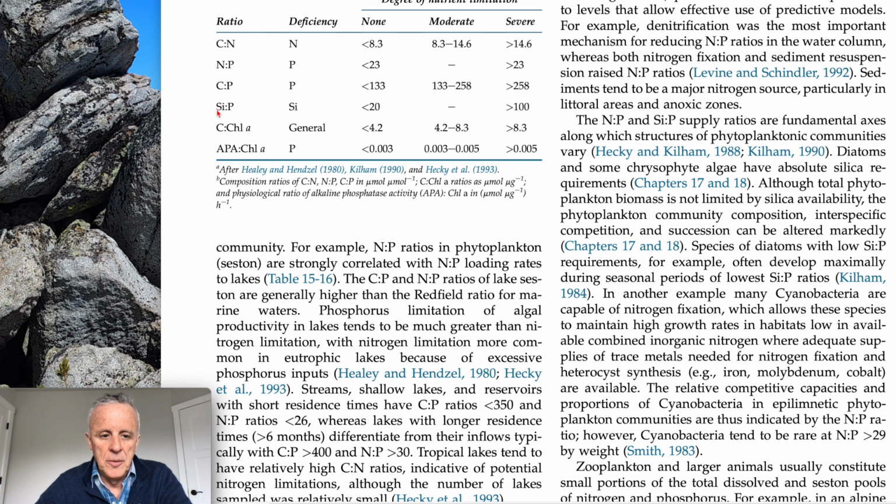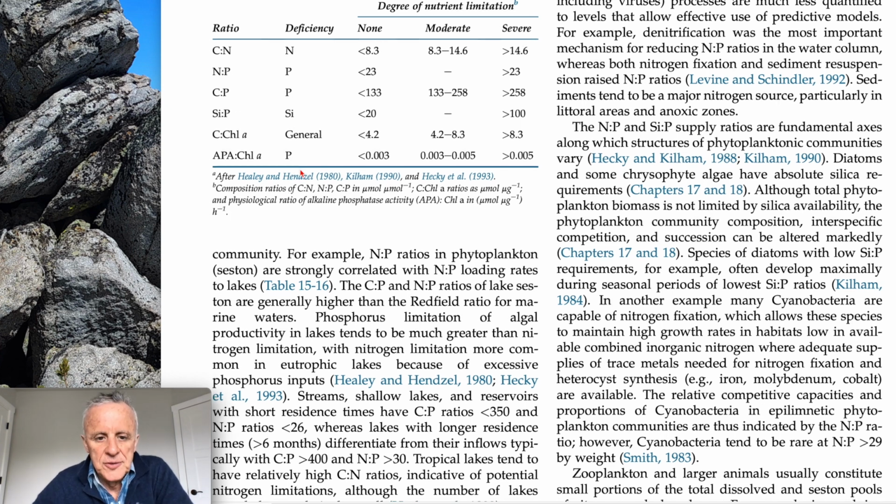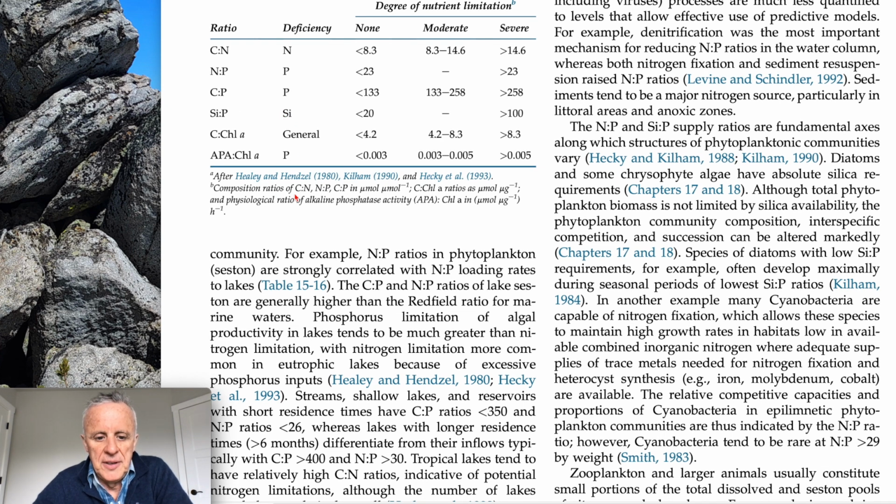All right, and in here, interestingly enough, they also have a silicon to phosphorus ratio. So for example, when the silicon to phosphorus ratio is greater than 100, when you have 100 atoms of silicon for 1 atom of phosphorus, you have a severe limitation for silicon in this case, not phosphorus. So silicon is actually the limiting factor.